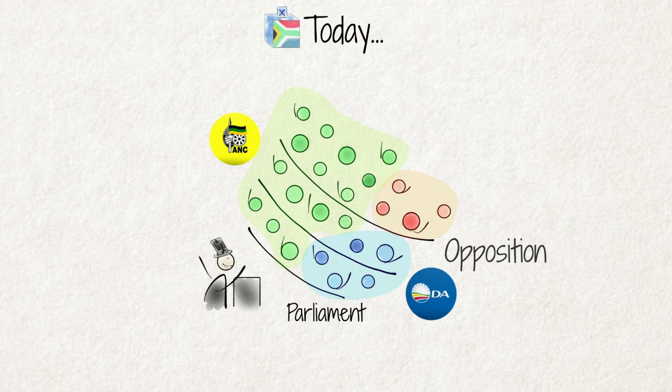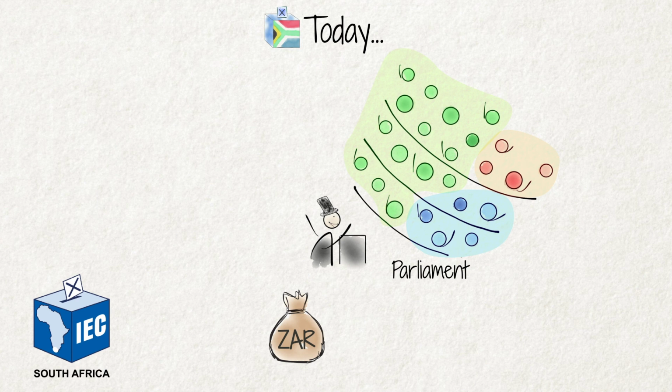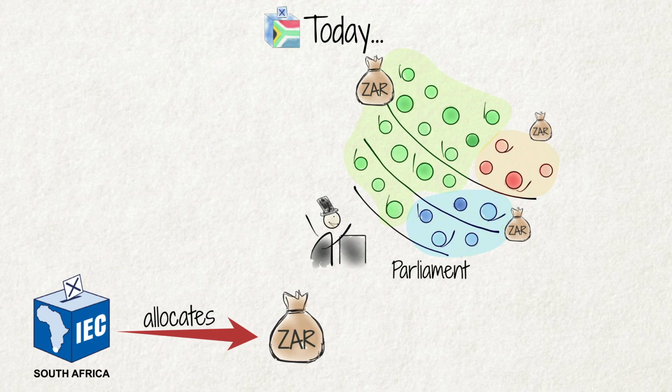South Africa's political parties receive funds from the public purse to help them function. The Electoral Commission of South Africa allocates these funds on a mostly proportional basis, so the larger political parties get a larger amount of funding.